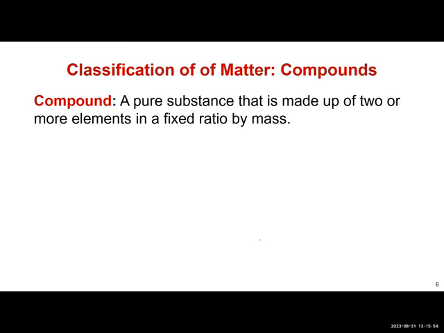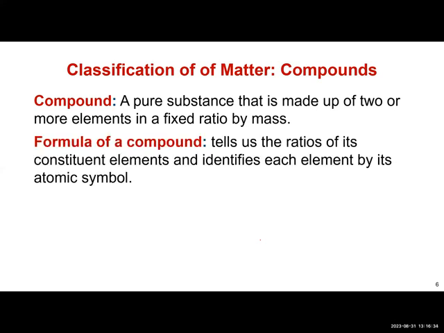The second type of pure substance is compound. Compounds are made out of two or more atoms of two different elements, which have a fixed mass ratio. In a compound, the ratio of the atoms, in mass or number, is fixed. For example, water is H2O, two hydrogen to one oxygen atom.